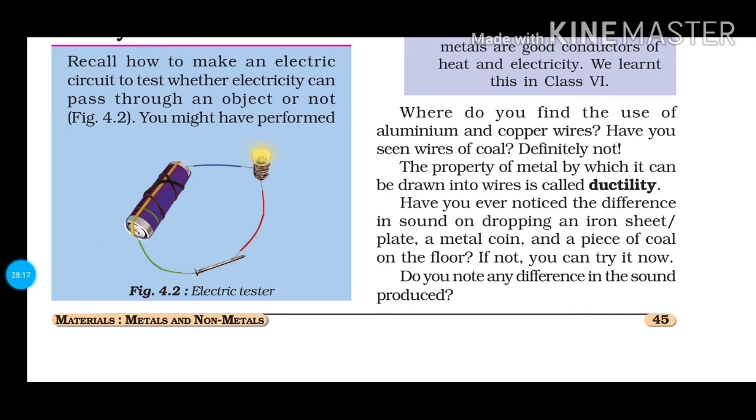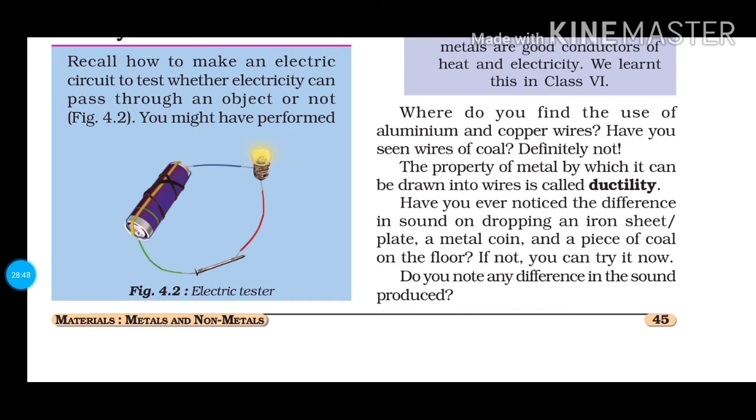ठीक है, जिनको कि हम क्या कर सकते हैं, we can draw into the wires. Okay, so this is the next property of the metals, जो कि मेटल्स की प्रॉपर्टी होती है जिससे कि हम काफी थिन वायर्स बना सकते हैं मेटल्स को ड्रॉन करके. So this is the reason that we use the copper wire for wiring purpose.